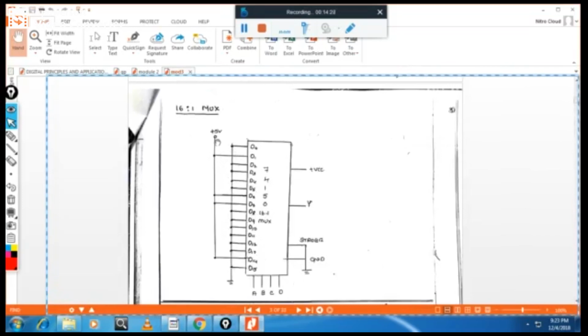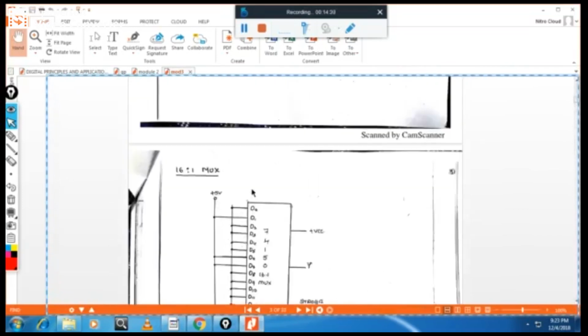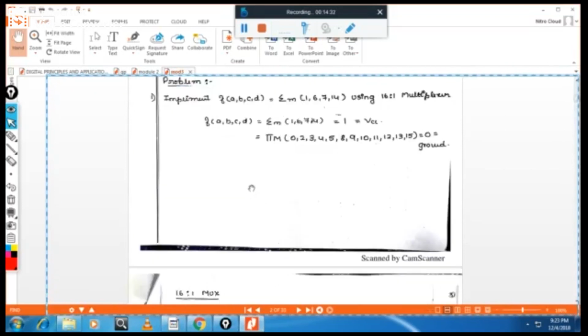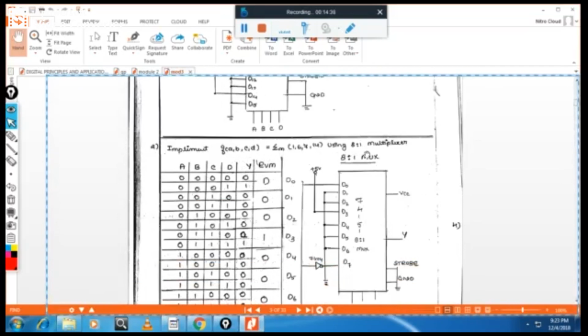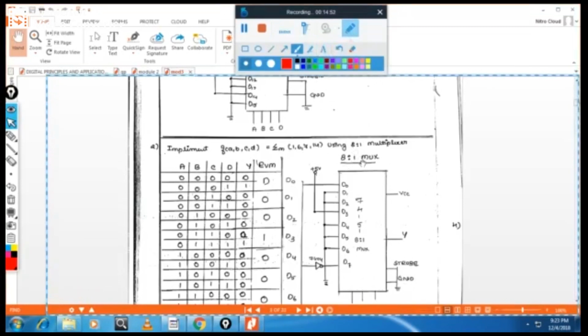So those signals are 5 and other two ground. Then next one is implement this one using 8:1 multiplexer. Now implement the same one by using 8:1 multiplexer. So now here you have to see how to implement this one. So the question is, you have to use 8:1, but the expression is actually 4 variable, 16 combination. That means you have to reduce 16 combination into 8 combination for implementation.